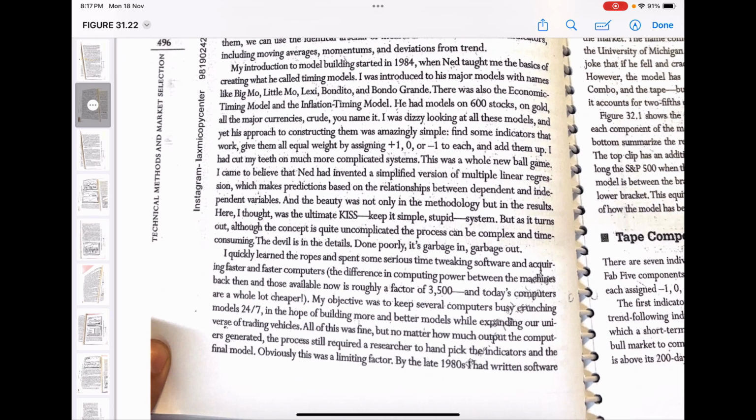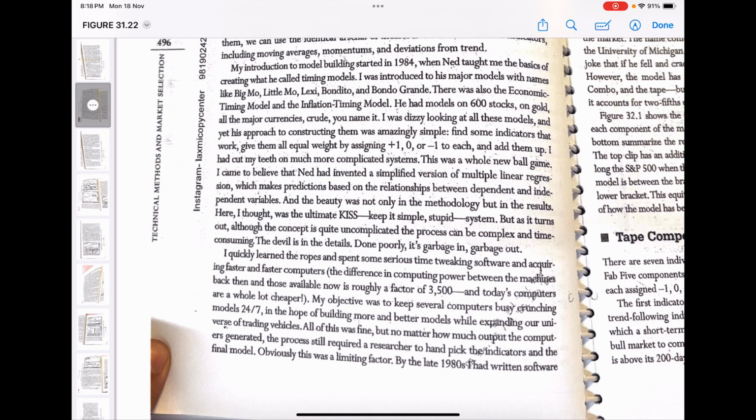My introduction to model building started in 1984 when Ned taught me the basics of creating what he called timing models. I was introduced to his models with names like Big Mo, Little Mo, Lexi, Bondito, and Bondo Grande. There was also the economic timing model and inflation timing model.